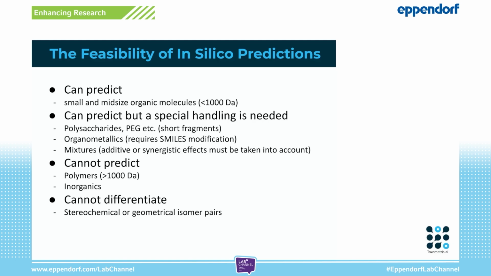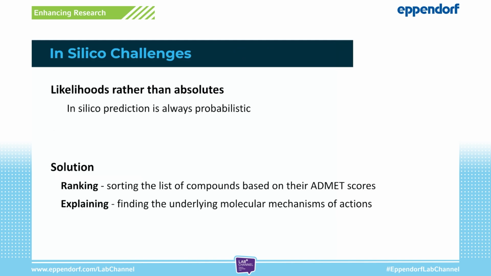However, QSAR models are unable to make predictions for polymers and inorganic compounds. And additionally, distinguishing between stereoisomers remains a significant challenge for QSAR modeling. It is also important to be ready that all in silico predictions share a common challenge. Actually, they predict the probability of the effect or property.